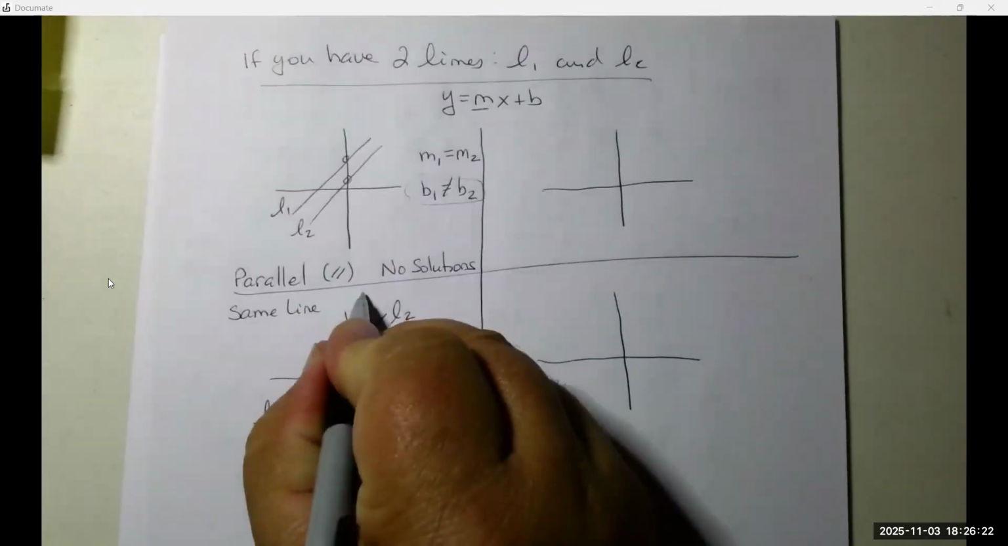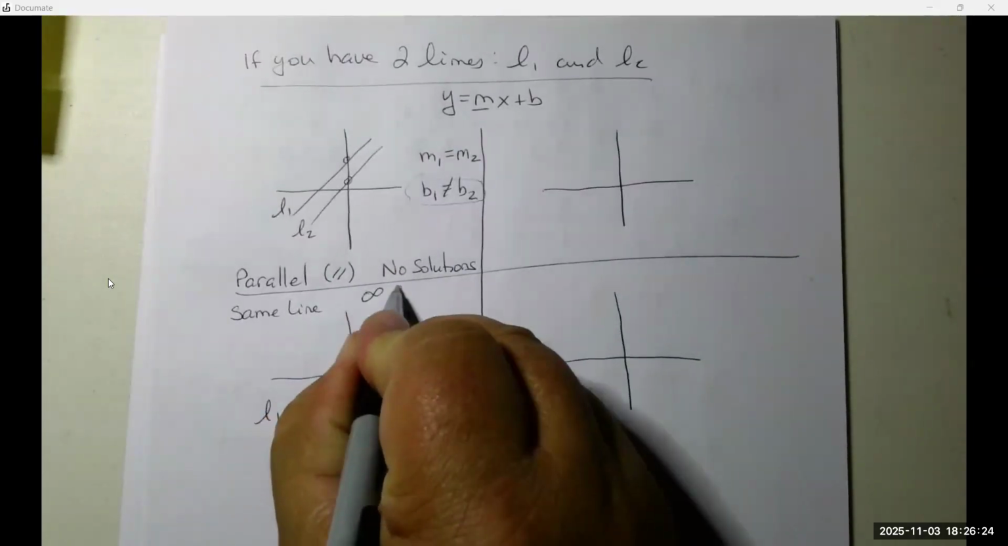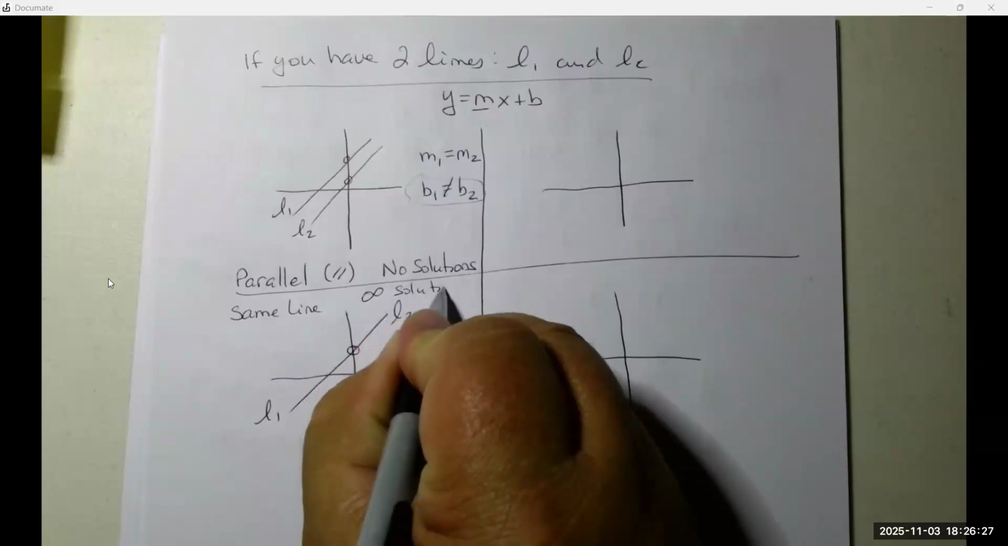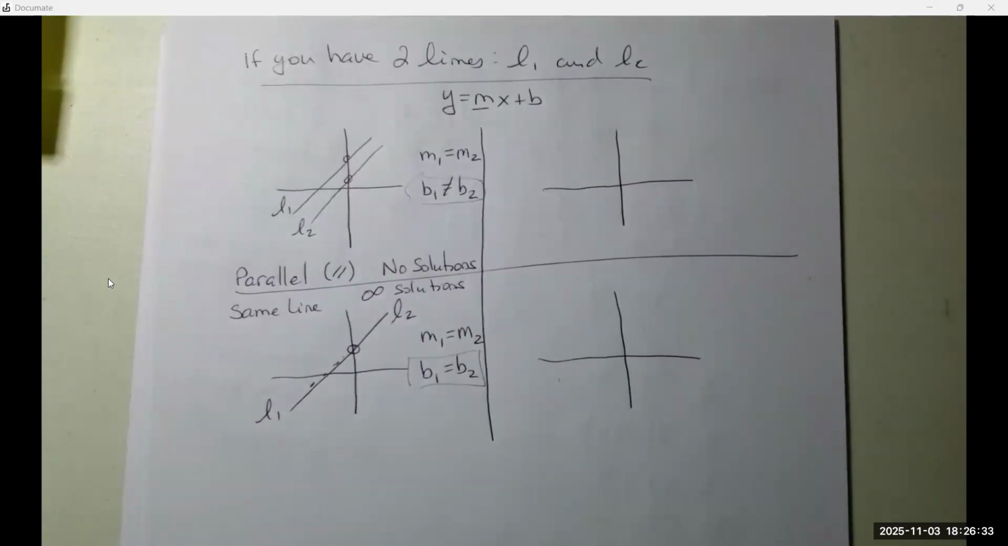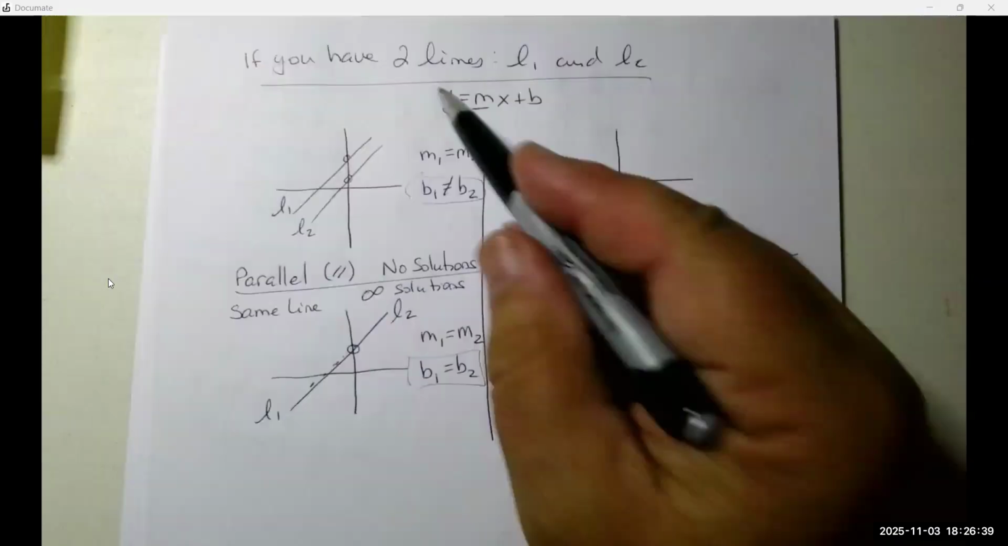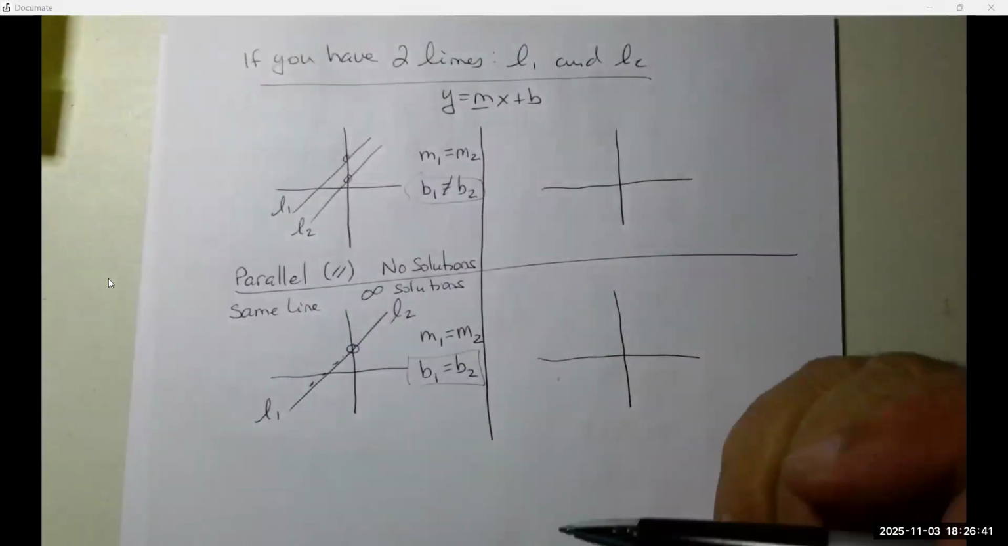The same lines have infinite solutions. Every point is a solution. Remember, a solution is where the lines cross or overlap. So that's this side about same slopes.